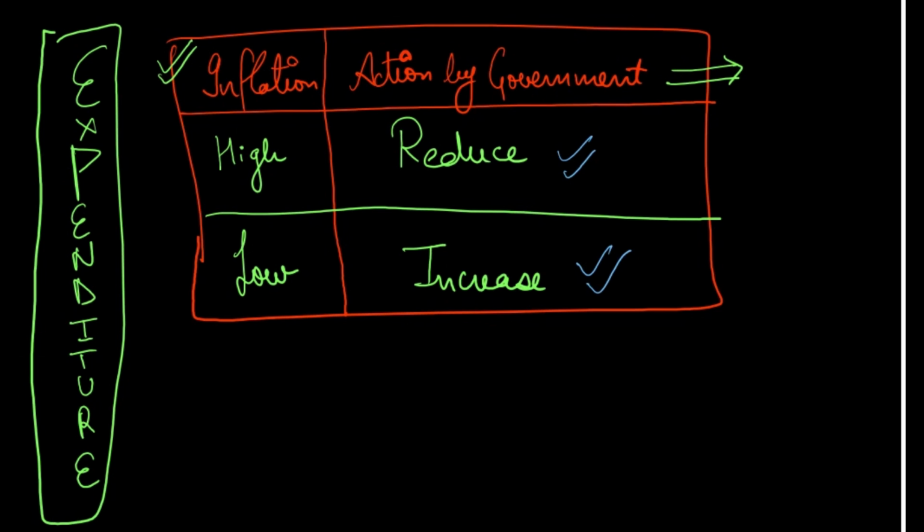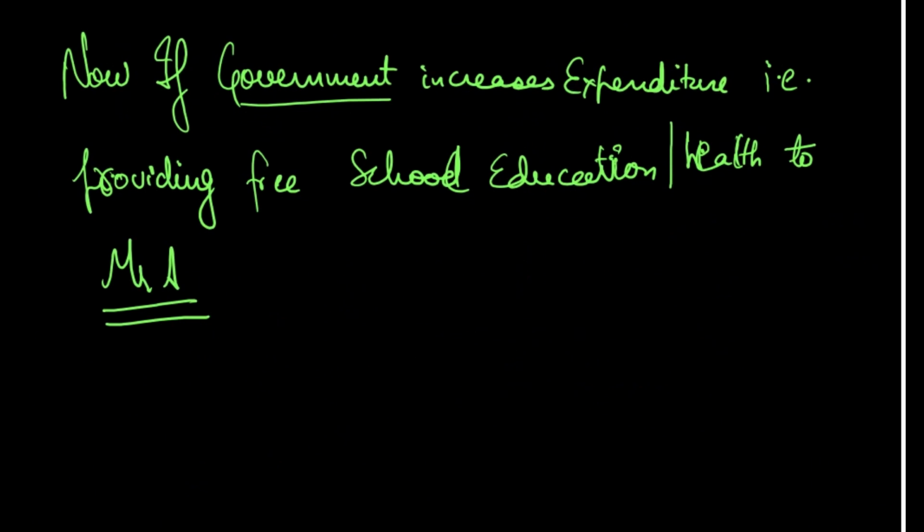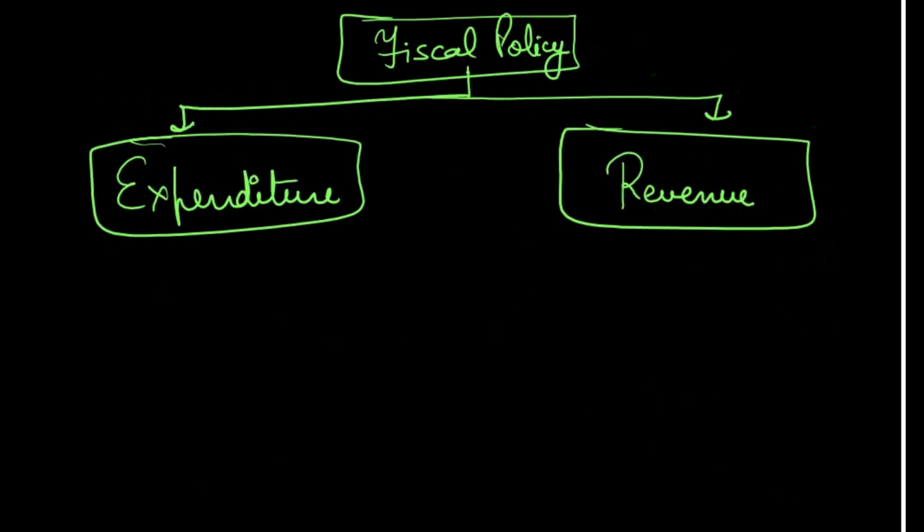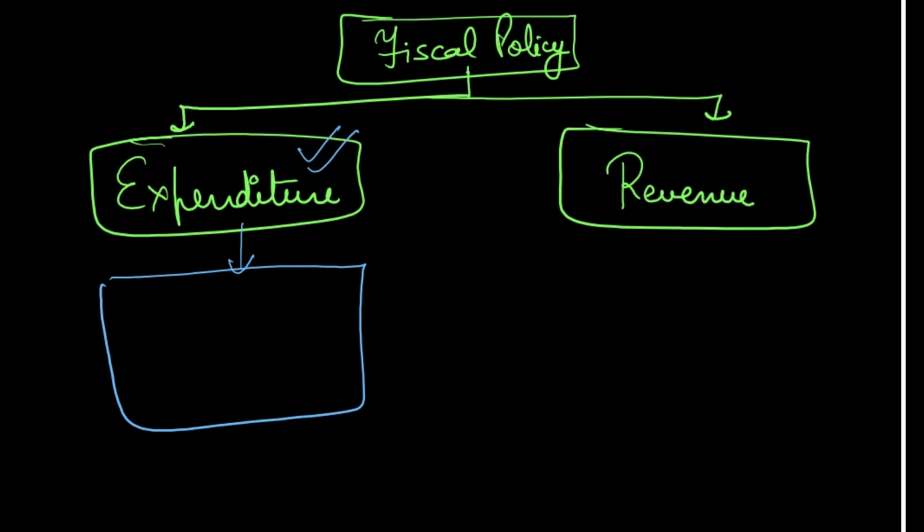As we have seen, there are two parts of fiscal policy. One is expenditure. We have understood it by finding its relationship with inflation and growth. The other part is revenue.